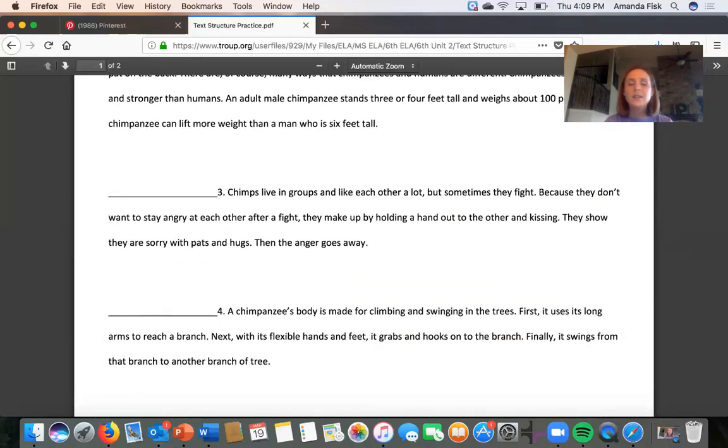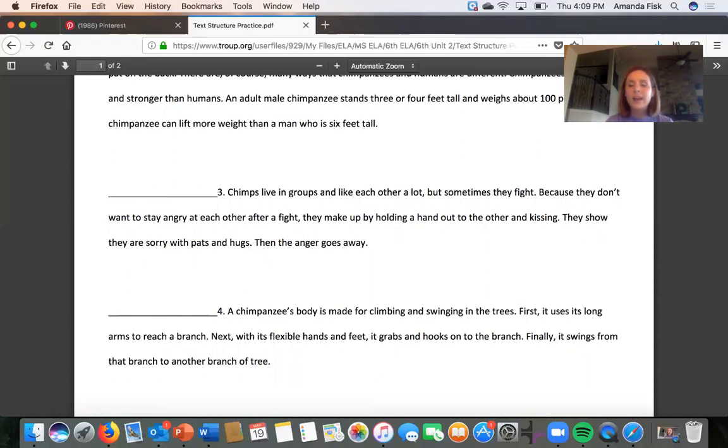Question 3 says, Chimps live in groups and they like each other a lot, but sometimes they fight because they don't want to stay angry at each other after a fight. They make up by holding out a hand to the other and kissing. They show that they are sorry with pats and hugs, and then the anger goes away.